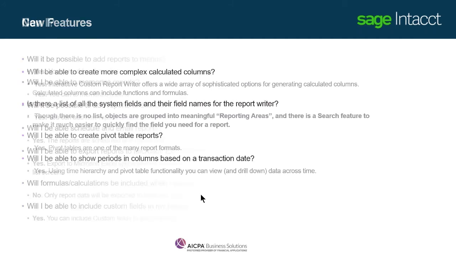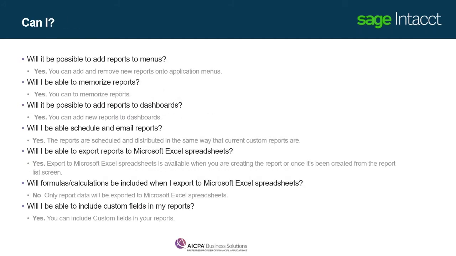Yes, you will. And then all of the can-Is, they're all yes. We saw some of them today. Add something to a menu. Add it as a memorized report. Add it to a dashboard. We saw that. Schedule it and email it. Yes, you can do that. Export it to Excel. Yes, you can do that. The formulas do not come over when you do that export, but you absolutely can export to Excel. And you can include custom fields. So if you're adding custom fields, those show up in the custom report writer. They also show up in ICRW.